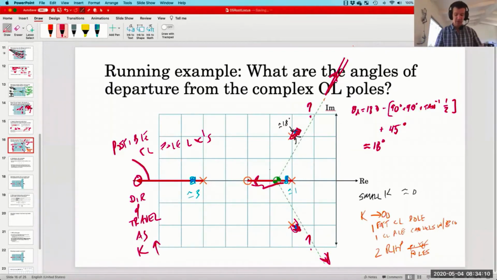And so it just so happens in this particular example that the asymptotes, even though their center of mass is in the left half plane, will cross into the right half plane because these angles are acute. Therefore, because two of the closed loop pole branches are going to approach these asymptotes, we know that those branches have to cross into the right half plane, which tells me at large gains, the system is unstable.